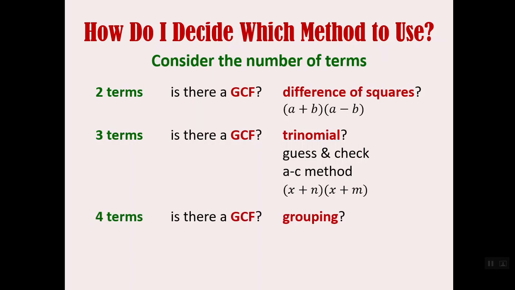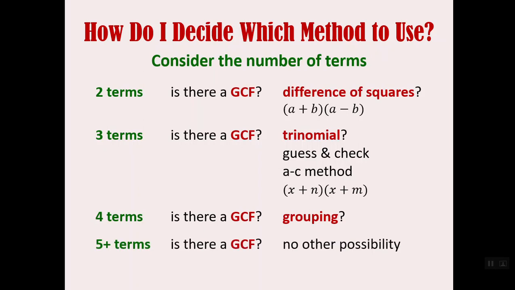All right, if it has four terms, first ask yourself, is there a GCF? If there is, factor it out. Then you ask yourself, hey, is this grouping? And most often the expressions with four terms end up being grouping. That's a little bit contrived, and so often that's what is the case with the four terms.